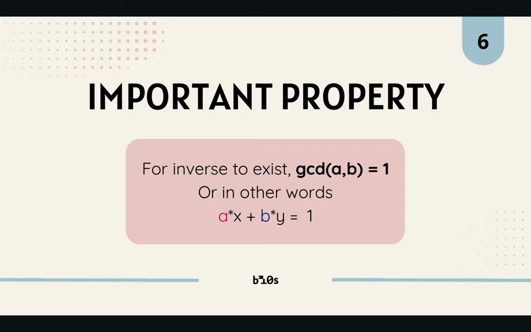We can only find the inverse of a number if that number is co-prime with the modulus. In this case, it was not. So the answer is the inverse does not exist. The inverse of 4 modulo 12 will not exist.